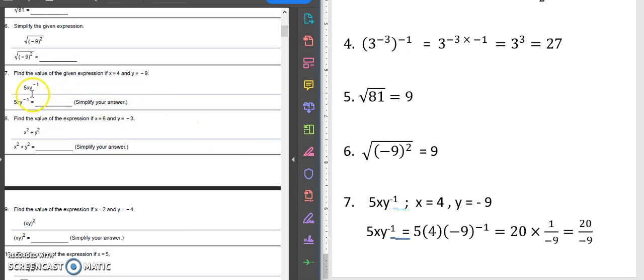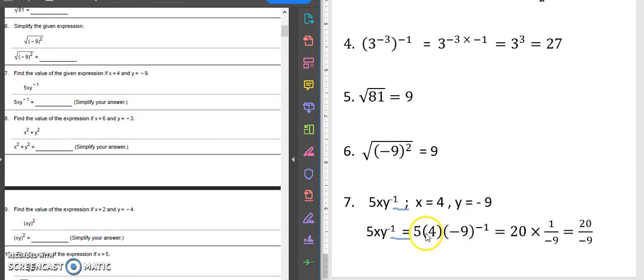Number 7 says find the value of the given expression if x equals 4 and y equals -9. So we're given this expression. The first thing that we're going to do with 5xy to the -1st power, we're going to plug in 4 for x, and we're going to plug in -9 for y. And then we have a negative exponent over here. So the way that you simplify it, you can do 5 times 4, but you cannot multiply that times this -9 until you take care of this exponent first.